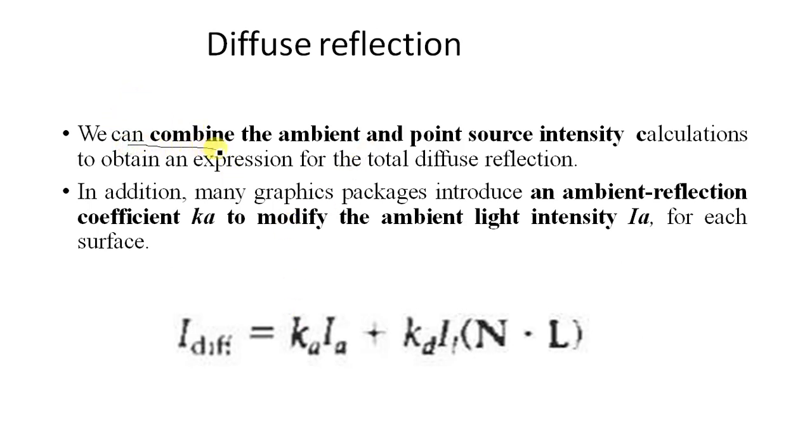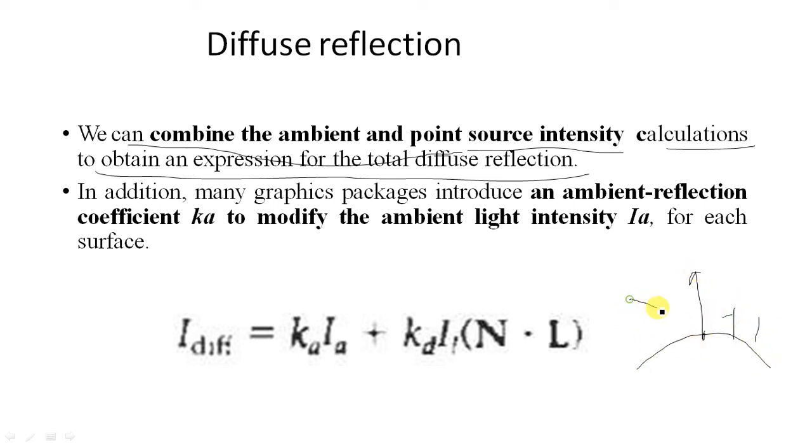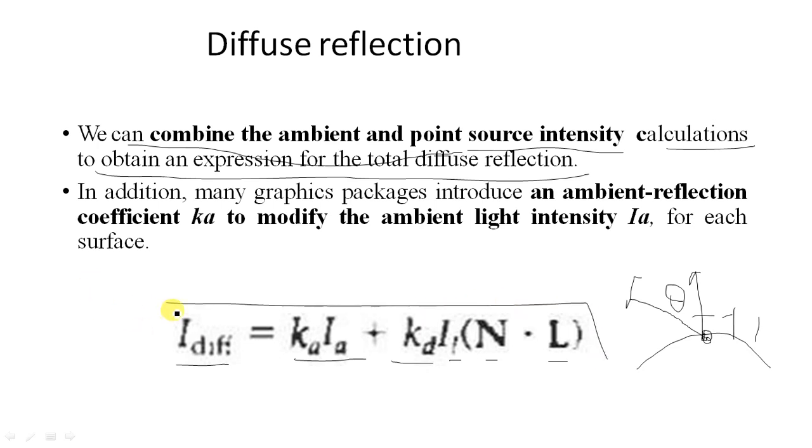Now we can combine the ambient and point source intensity calculations to obtain an expression for the total diffuse reflection. If this is our surface and this is a point with a normal vector, and this is the direction of the light source, we have the angle theta. If we calculate the total intensity at this point in terms of ambient light and diffuse reflection, then the total diffuse reflection at a single point is equal to ka Ia, where ka is the ambient reflectance and Ia is the intensity of ambient light, plus kd times IL times N dot L, where kd is the diffuse reflection constant, IL is the intensity of light, N is the normal vector and L is the vector in the direction of light. This is the complete formula for diffuse reflection at a point on a surface.